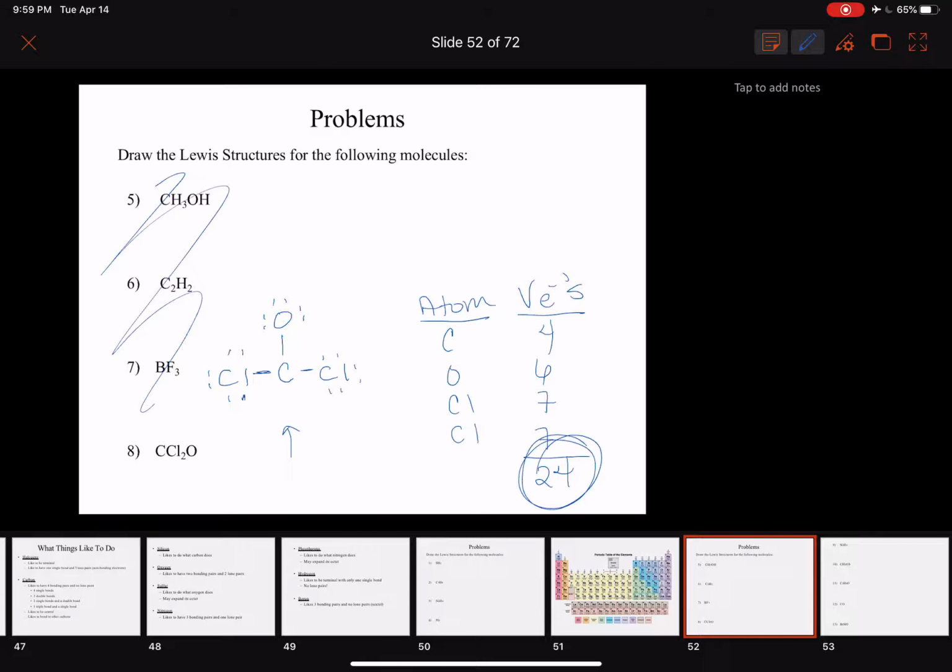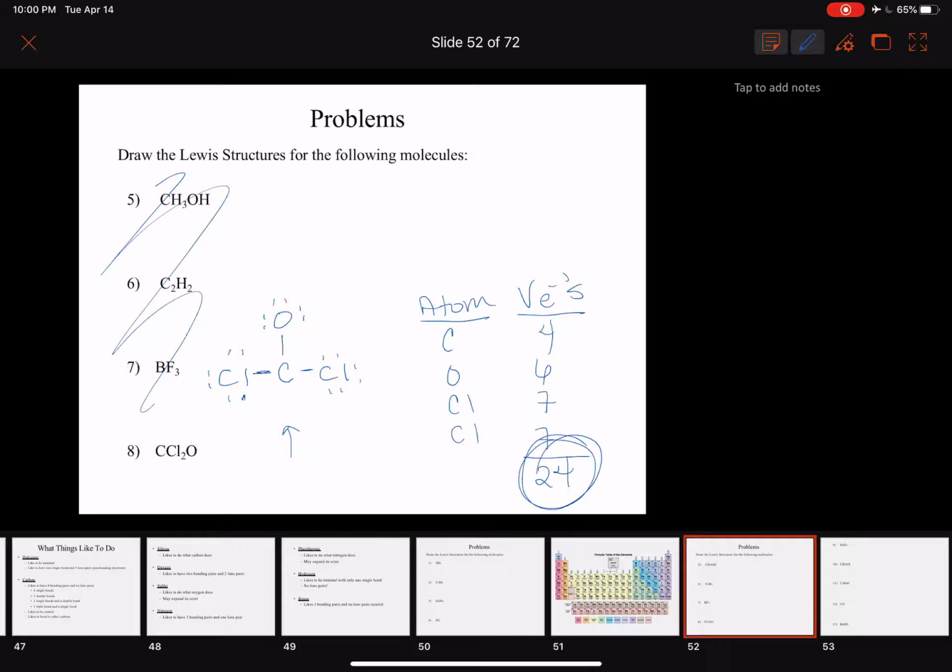Okay, so we've used up 24 valence electrons, but is there a problem with our structure? Yes. The chlorines on each side, those have a single bond and they have 3 lone pairs. So that gives them an octet, and they're doing what they like to do. So the problem probably is not the chlorines. So let's look in the center.